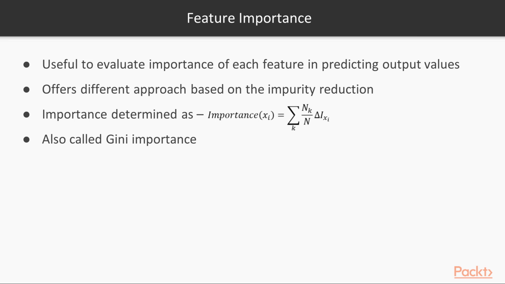When growing a decision tree with a multi-dimensional dataset, it can be useful to evaluate the importance of each feature in predicting the output values. Decision trees offer a different approach based on the impurity reduction determined by every single feature. In particular, considering a feature xi, its importance can be determined as shown, where the sum is extended to all nodes where xi is used, and nk is the number of samples reaching the node k. Therefore, the importance is a weighted sum of all impurity reductions computed, considering only the nodes where the feature is used to split them. If the Gini impurity index is adopted, this measure is also called Gini importance. So, you've learned the basics of decision trees.